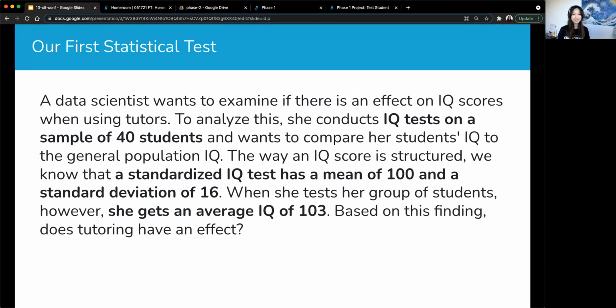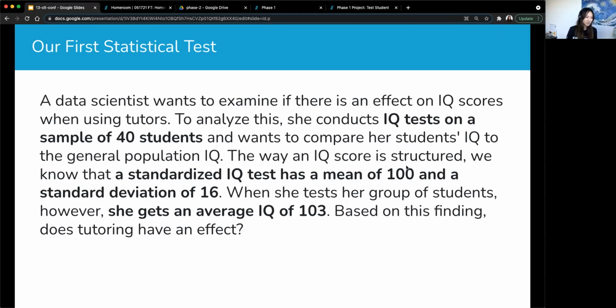Okay, so let's set this first test up with a scenario. A data scientist wants to examine if there's an effect on IQ scores when using tutors. To analyze this, she conducts IQ tests on a sample of 40 students and wants to compare her students' IQ to the general population IQ. So these 40 students are tutored, and the general population, you can assume, mostly isn't.